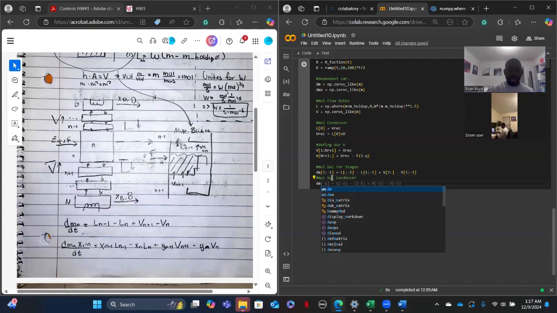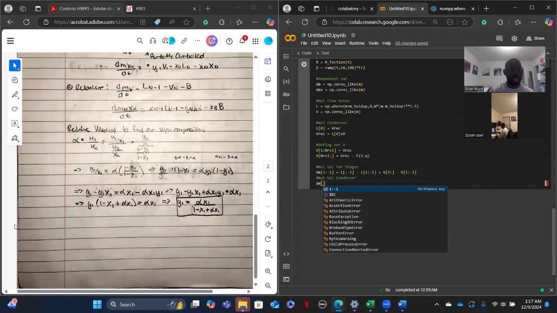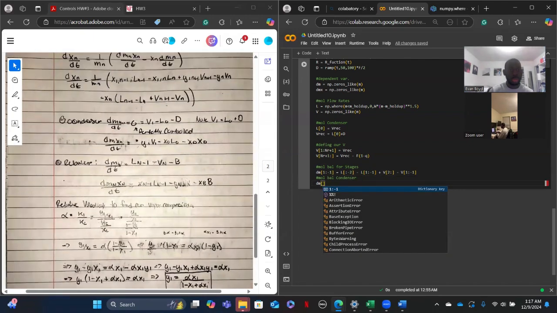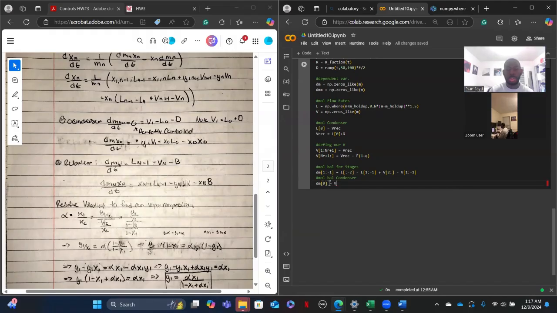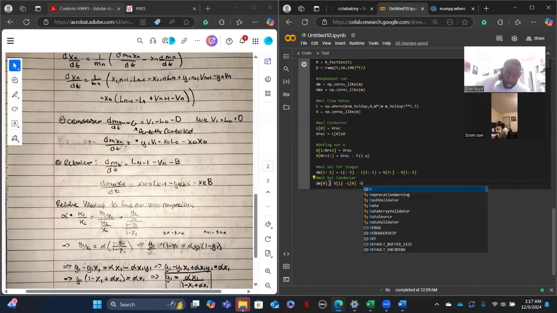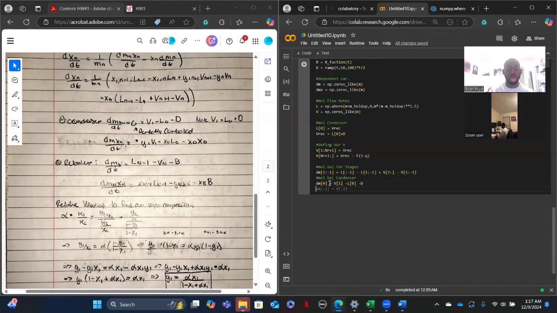Then a mole balance for our condenser. This is the easier one. We have this written down as well. It's this right here because we know it's equal to 0. DM at 0 would just be equal to our vapor at the stage below, minus our liquid at the condenser, then minus our distillate. Okay. And then our reboiler.